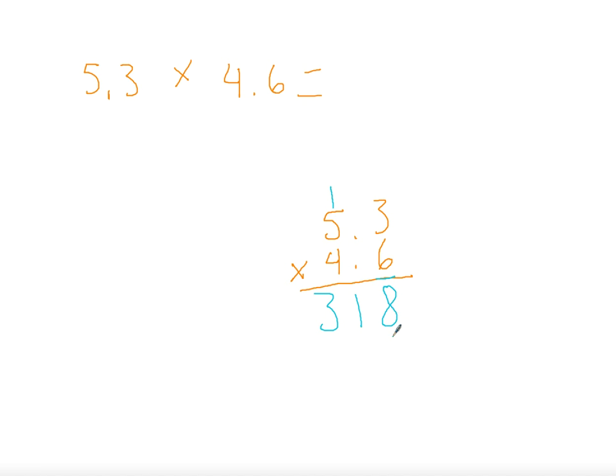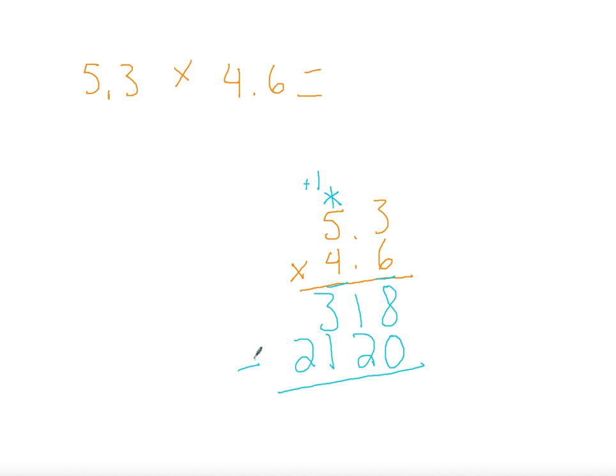To begin my next row, I always start with a 0, and I like to cross that out so I don't get confused in case I have to carry another number. So I start with a 0 and I'm to this digit now. 4 times 3 is 12. I'm going to put my 2, carry the 1. 4 times 5 is 20, plus the 1 is 21.